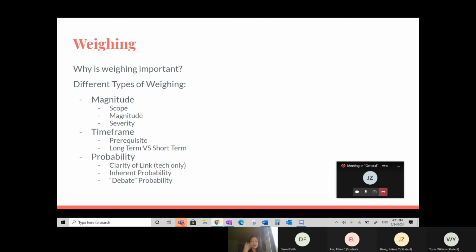Next is magnitude, and this is just like pure numbers. So if you have the same impact, like let's say your impact is people dying, their impact is people dying, but you have like 50 billion while they have like 10 million, obviously you have the bigger number. That's magnitude weighing, right? Pretty simple.